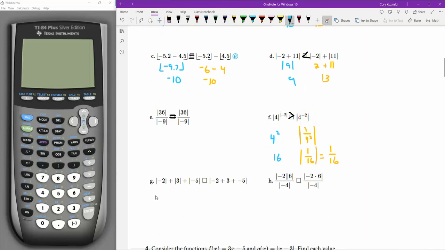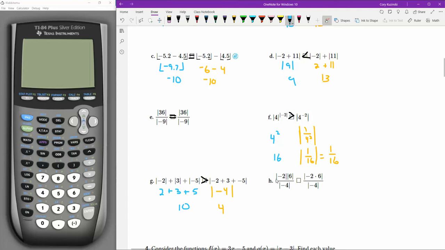One more, or a couple more actually. The absolute value of negative 2 is 2. The absolute value of 3 is 3. The absolute value of negative 5 is 5. We're going to add all these and get 10. Whereas on the right, we're going to add them first. Negative 2 and negative 5 makes negative 7, plus the 3 makes negative 4. Then we'll take the absolute value, and we end up getting that the left side is greater than the right side.